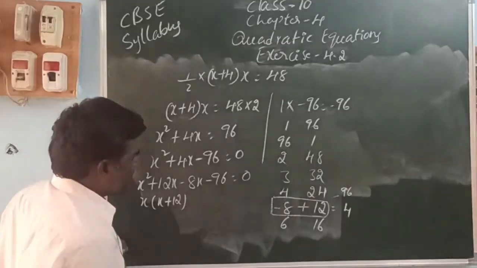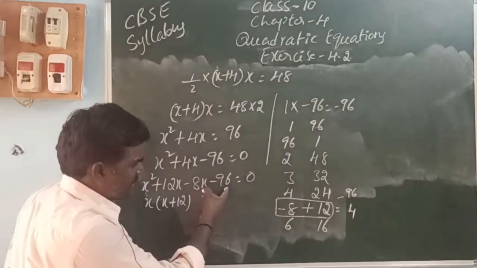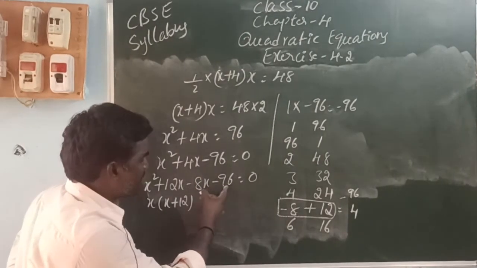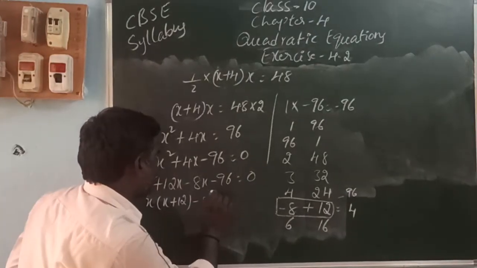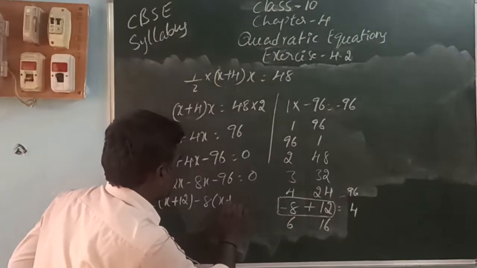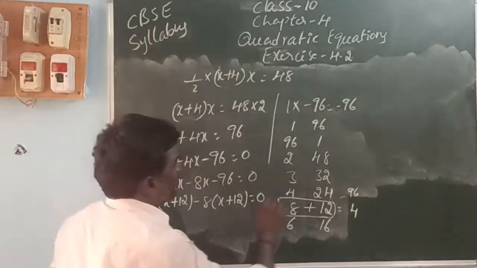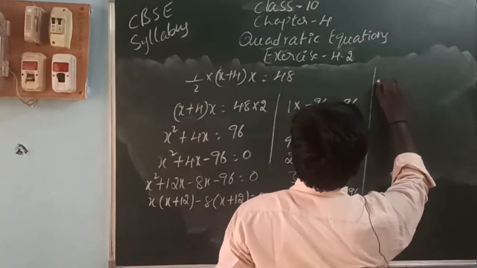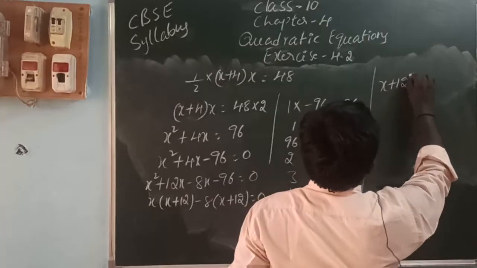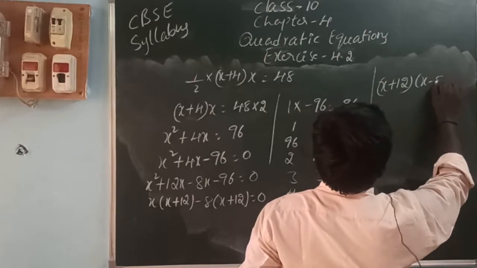In the last two terms what is common? 8. 96 we can write as 12 eights. In these two, what is common? Minus 8. Taking minus 8 outside, what remains? x plus 12 is equal to 0. So the total common factor is x plus 12. So (x plus 12) of (x minus 8) is equal to 0.